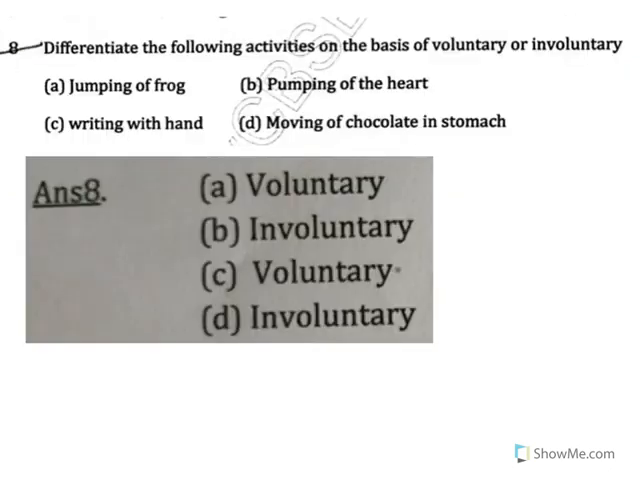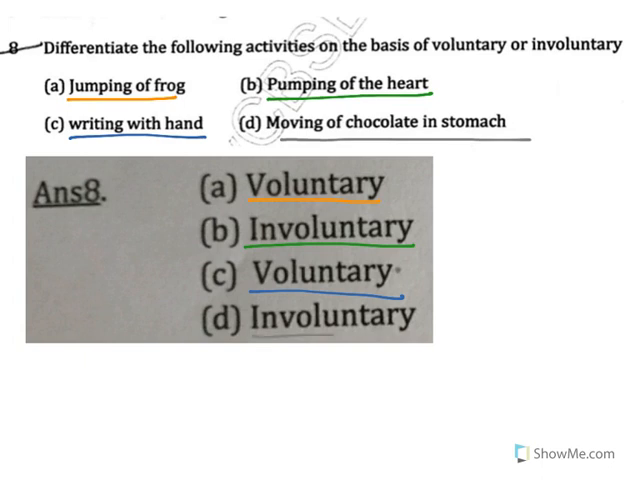Differentiate the following activities on the basis of voluntary or involuntary. The jumping of the frog is voluntary. It's in the control of the will of the frog, so it's voluntary. The pumping of the heart is involuntary. It's not in our control. We cannot stop our heart when we want to, so it's involuntary. Writing with hand is voluntary because it is in the control of our will. And moving of chocolate in the stomach is involuntary because once the food enters the stomach, we have no control over that food.